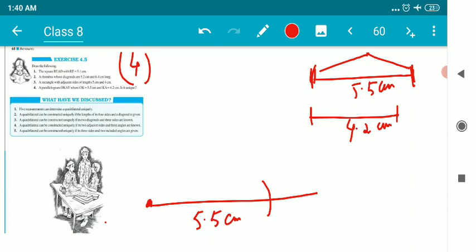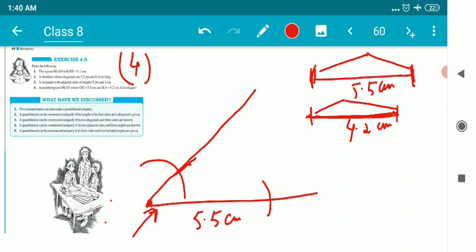Now children, draw any obtuse angle. I prefer I'll draw one acute angle first. So take the measure with your compasses. Place at this vertex. Draw one arc. I'm taking 60-degree. Now make them join. We all know how to construct 60-degree, children. Now take the measure of 4.2 using compasses. Place at this vertex again and give one arc like this.